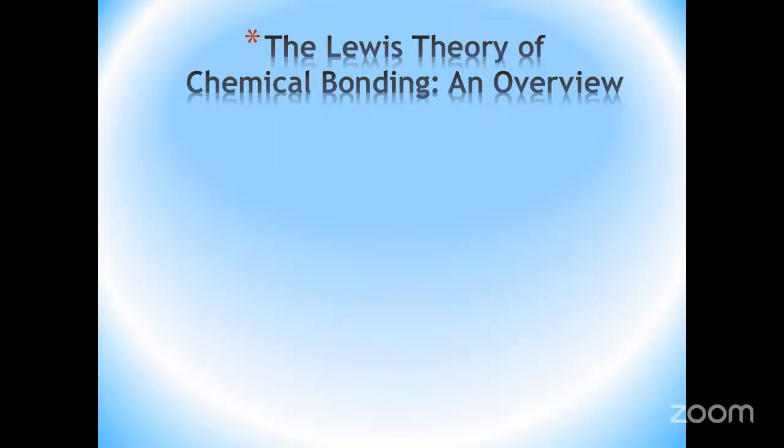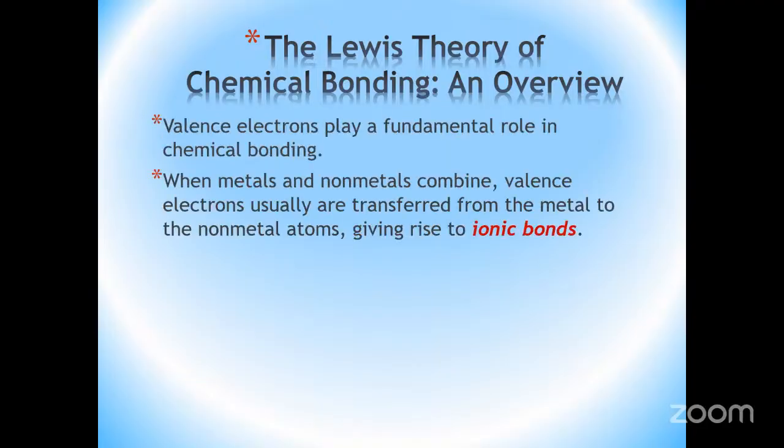So he expanded his idea to suggest that when you have a metal combining with a nonmetal, the valence electrons will be transferred from the metal to the nonmetallic atoms, giving rise to ionic bonding. Basically, the metal will lose electrons from the valence shell, the resulting metal ions will be positively charged, and the electrons will be transferred to the nonmetallic atom.